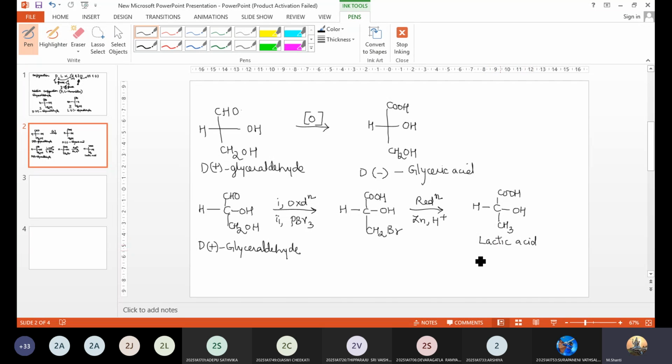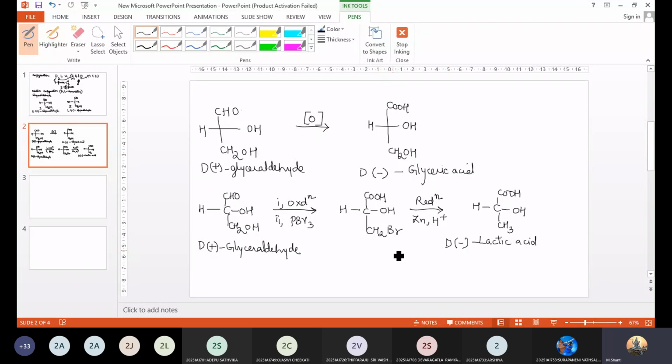Now, lactic acid, D or L? Yeah, why D? Because we started with the D series, so we end up getting D-lactic acid. But remember that there might be a change in the molecular rotation, or it might be retained. Here, the reported thing is that lactic acid is a rotatory molecule, but still it belongs to the D series. Okay, so that you have to remember.